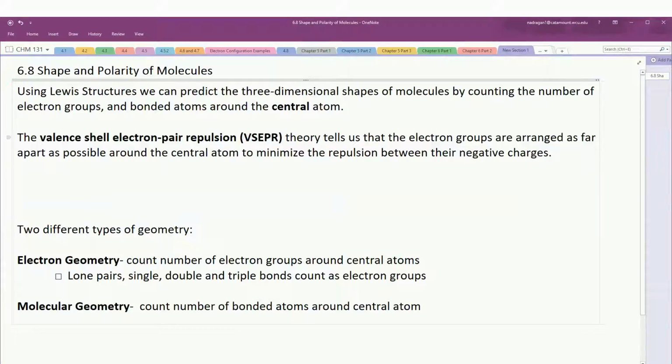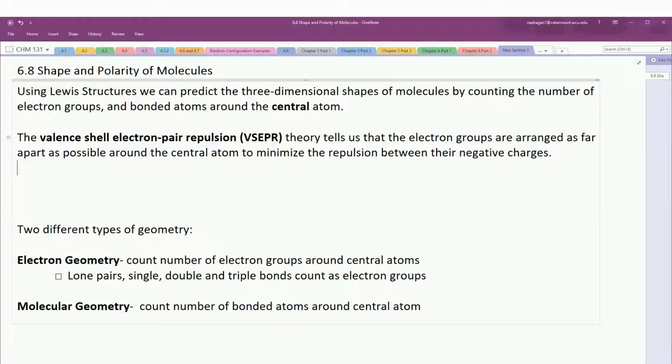Section 6.8 is about the shape and polarity of molecules, so we can actually use Lewis structures to predict the three-dimensional shape of molecules, and we can do this by counting the number of electron groups and bonded atoms that are around the central atom. We can also predict the polarity by looking at the number of lone pairs around the central atom.